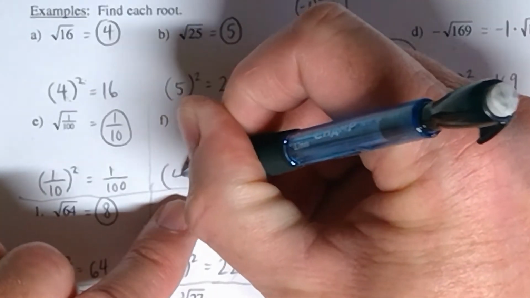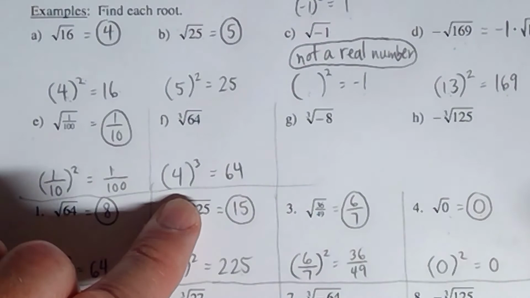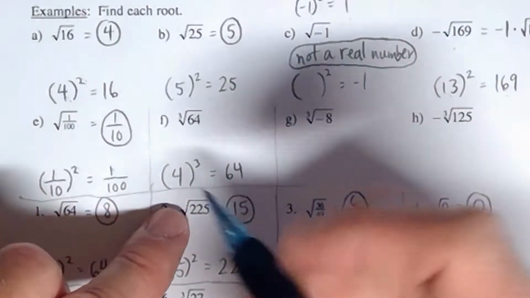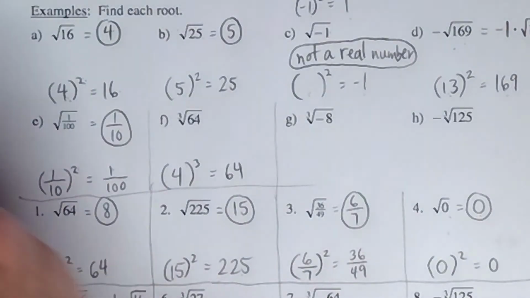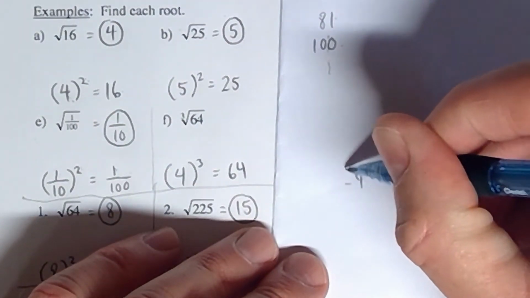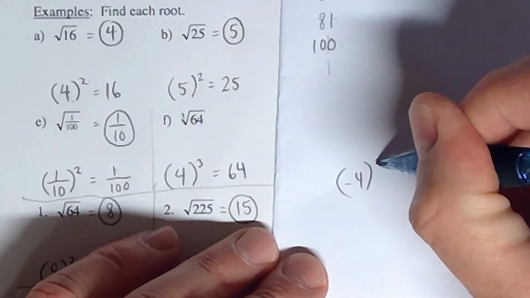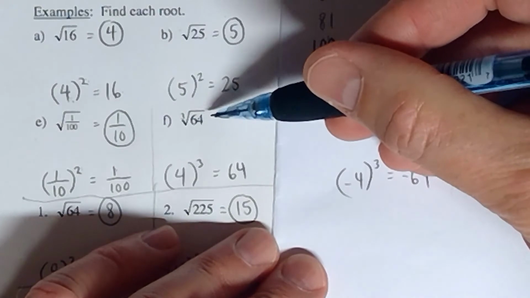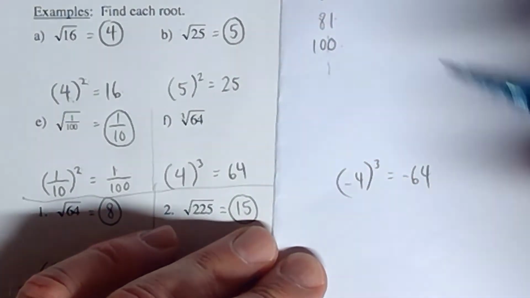Isn't it true that 4 to the third is 64? Oh, but hey, what about negative 4? No. If I did negative 4 to the third, you guys, let me write that off to the side here. I'll show you. If I did negative 4 to the third, wouldn't that be equal to negative 64? That's not the number that's underneath the radical. Positive 64 is underneath the radical.